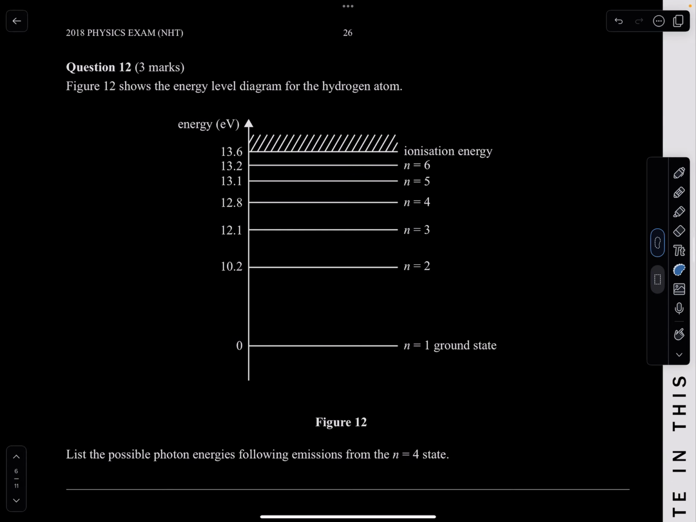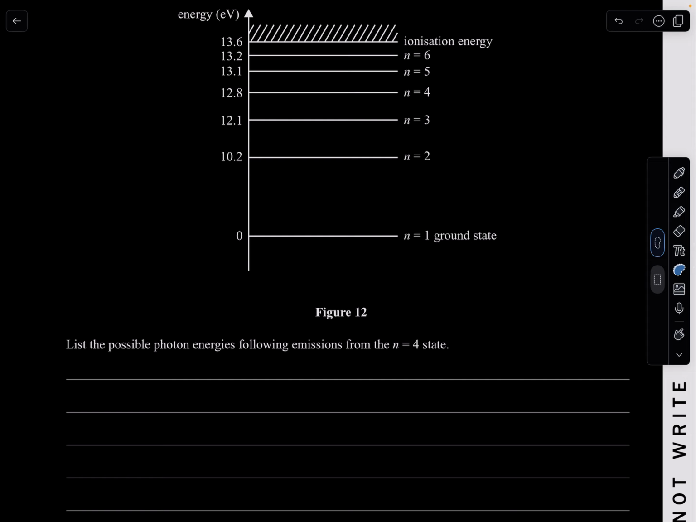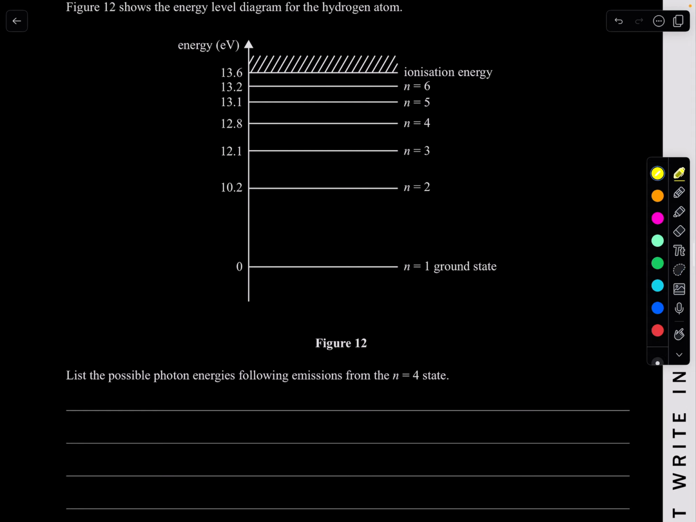Next part, question 12. Figure 12 shows the energy level diagram for a hydrogen atom. All right, so we're given this. List the possible photon energies following emissions from n equals 4 state. Easy. If you're starting at n equals 4 and it's emitting, what emissions can it release? Well, it can go down this way. That's a possibility. It can also go this way. That's another possibility. And also this way. Another possibility is this way down. Also another possibility this way. And another last possibility, I believe, is this way. So there are 6 possibilities in emissions from n equals 4 state.